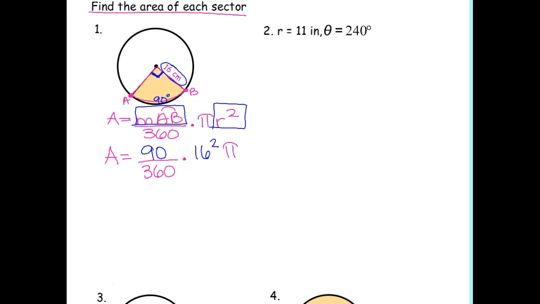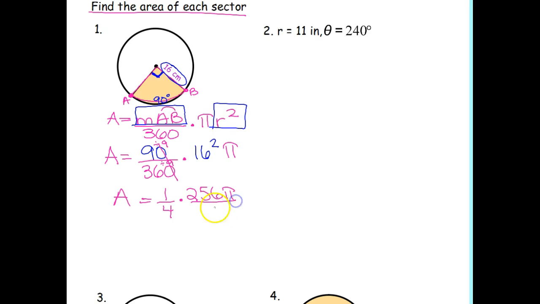So once we plug everything in, then what we need to do is we need to simplify our fraction. So if you guys remember, the trick with the zeros at the end is you can cross off both the zeros. And so really what we're simplifying is 9 over 36. So I'm going to divide both of these by 9 because I know that they're both divisible by 9. So 9 divided by 9 is 1. 36 divided by 9 is 4. And then 16 squared is 256, and then we still have that pi at the end. So we just simplify the fraction, and then we square the radius.